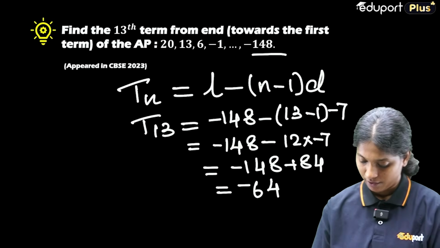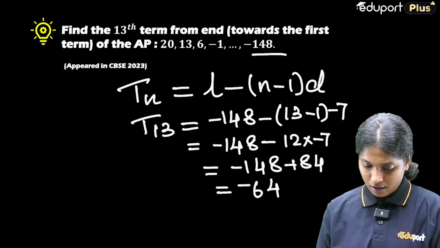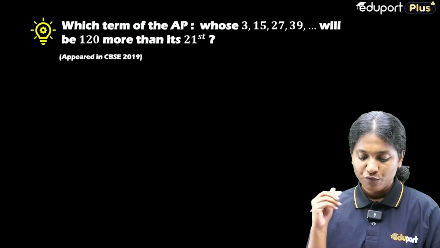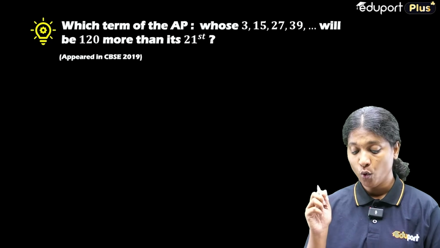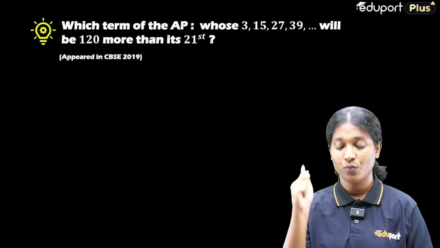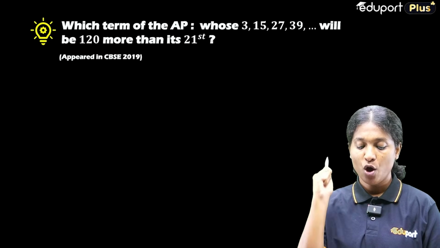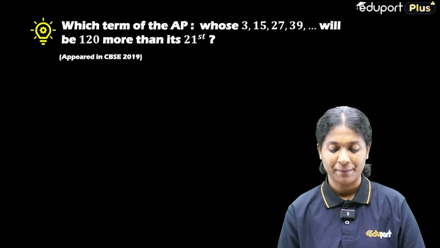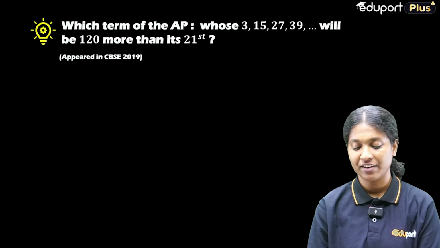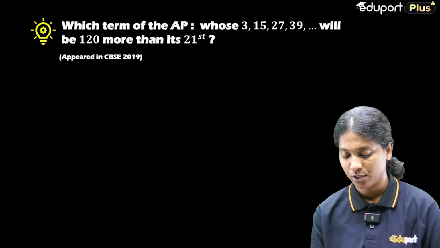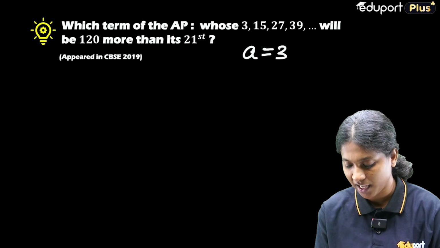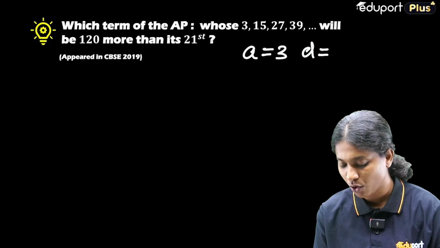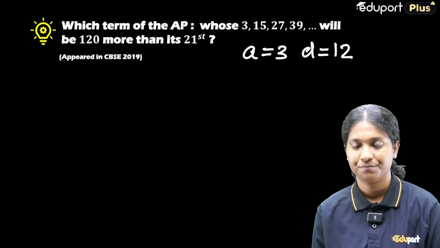Okay, all right. Now, the next question: which term of the AP 3, 15, 27, 39 will be 120 more than its 21st term? So, the AP has been given as 3, 15, 27, 39. So, we can write the first term 3, and the common difference is the difference, so 15 minus 3, 12.